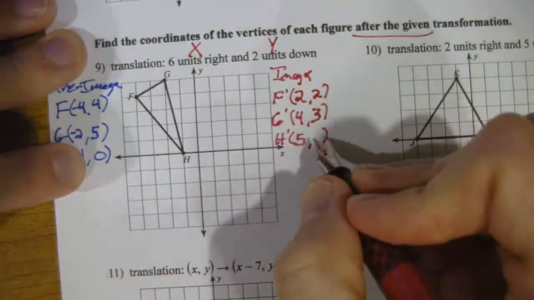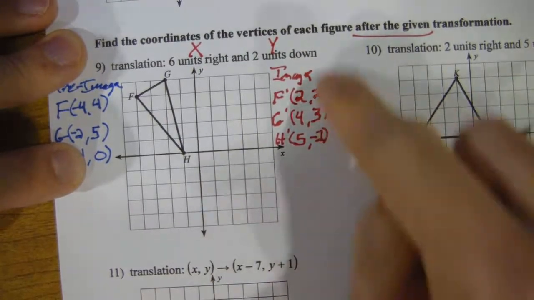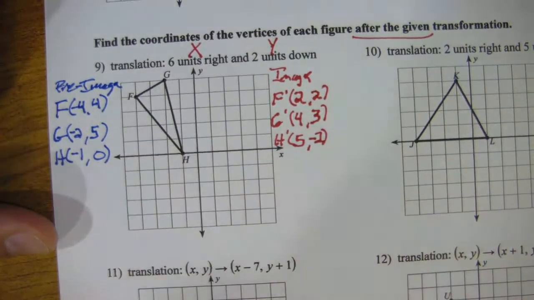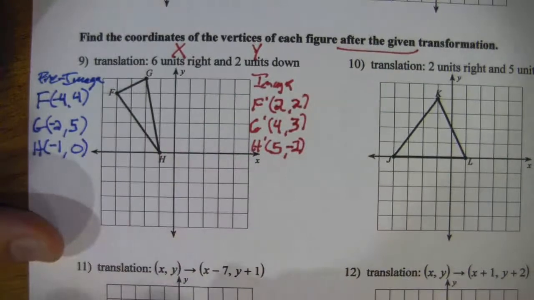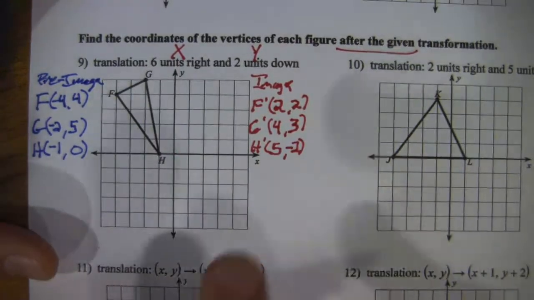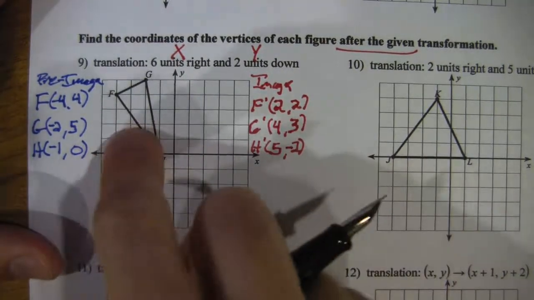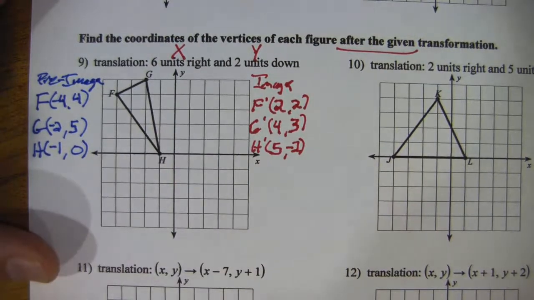0, subtract 2, that's -2. So these are the new coordinates for where this will end up. Now, you don't need to graph it, but I'm going to graph it for you real quick just to show you that these will make a new version of that just simply in a new location.